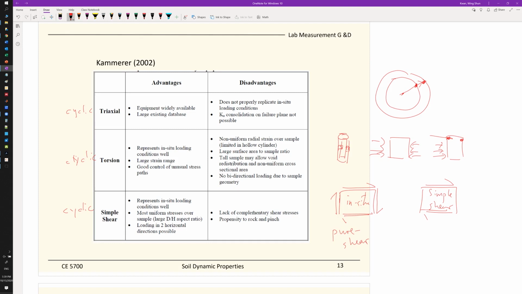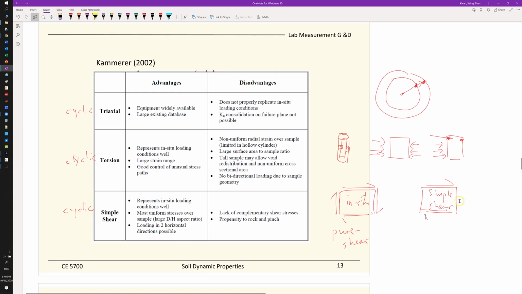So we are lacking the counter stress right there. So this is smooth, while in situ you have the friction. So that's why this becomes a disadvantage of the simple shear. And this problem can be minimized by having shorter samples.